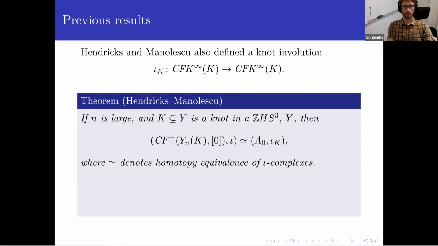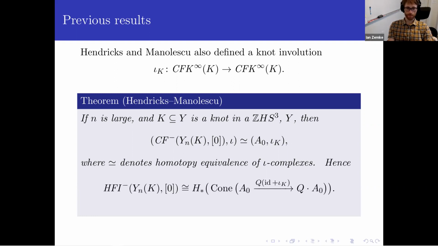They proved that if you do a sufficiently large surgery, like if the coefficient is sufficiently large, then in the zero spin C structure on the surgery, the involutive Heegaard Floer complex, which I'll write as CF minus with the involution, is homotopy equivalent as an iota complex to just A0, the ordinary large surgery complex with the involution iota K. So it's basically as simple as you could hope for the large surgery theorem.